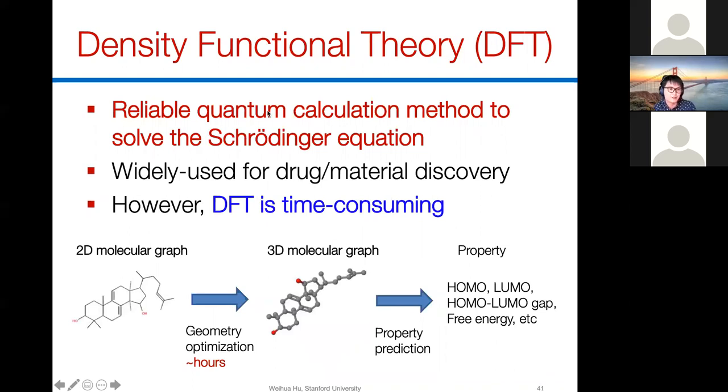DFT is a really reliable quantum calculation method to approximate or solve the Schrödinger equation, and it's really widely used for drug discovery and material discovery. However, the issue is that DFT is really time consuming. You can see that in DFT, we start from a 2D molecular graph, and DFT will take hours for each molecular graph to compute the 3D molecular graph. And from there, DFT requires several minutes to compute some quantum chemistry property of molecules. In practice, we want to compute the quantum chemistry property of many molecules, and simply applying DFT to those molecules is computationally intractable.